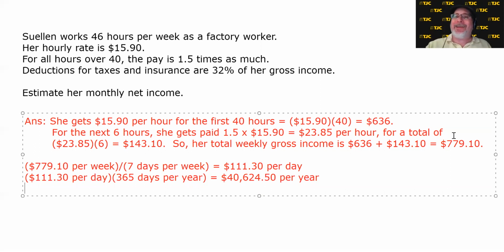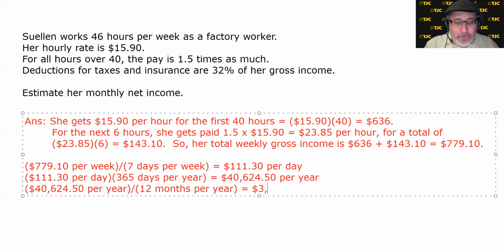Now we can scale it back down to monthly by dividing by 12, since there are 12 months per year. $40,624.50 per year divided by 12 months per year. We divide that by 12 to the nearest cent, $3,385.38. It was actually 3.375, but that last 5 rounds the 7 up to an 8. And this is per month.